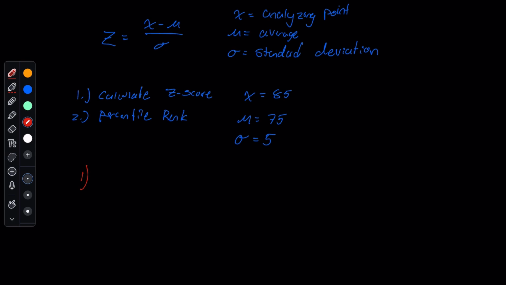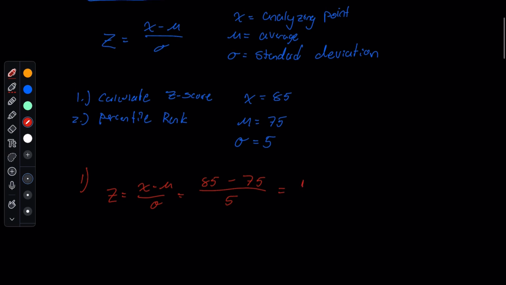So to calculate the z-score, it's pretty simple. All we do is plug and chug. I'll rewrite our equation. And then x is 85, mu is 75, and sigma, our standard deviation, is 5. That gives us 10 over 5, which means our z-score equals 2. Now we know our z-score is equal to 2, but we need to figure out the percentile rank.